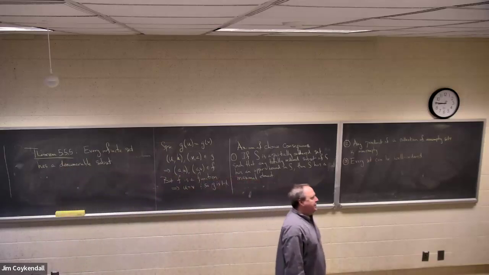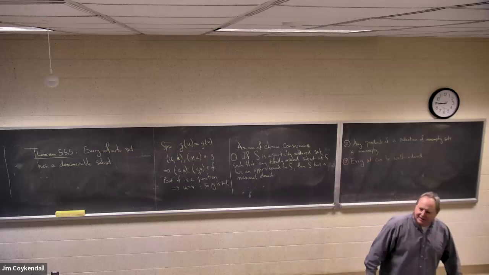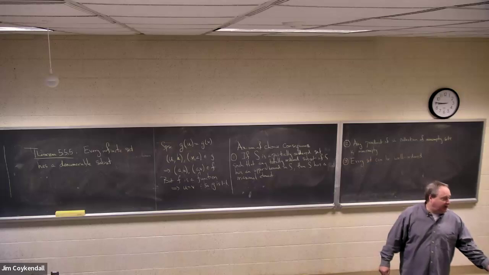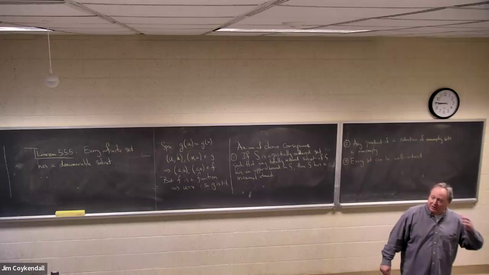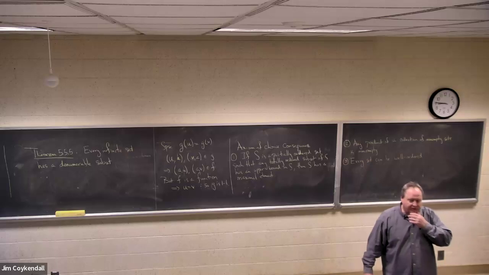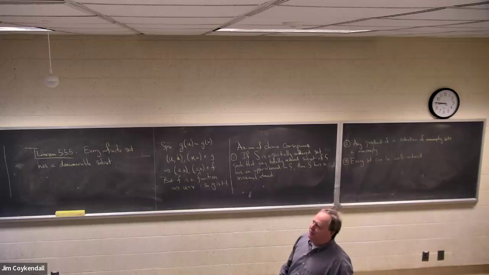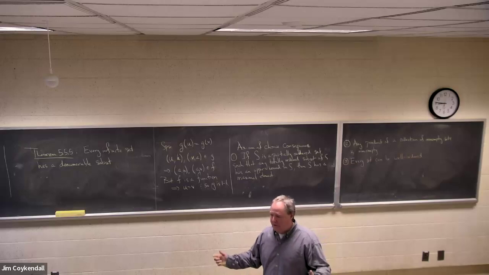Now, let me tell you what the harm is in this, right? Certainly if I give you a specific set, like the natural numbers, it's got a denumerable subset, the natural numbers itself. But what if I give you an abstract set that's infinite? How do you know there's a denumerable subset? Well, how would you go about this? What do you know? You've got an infinite set.